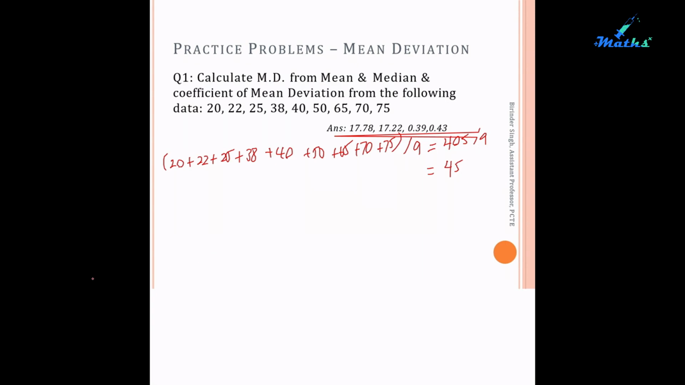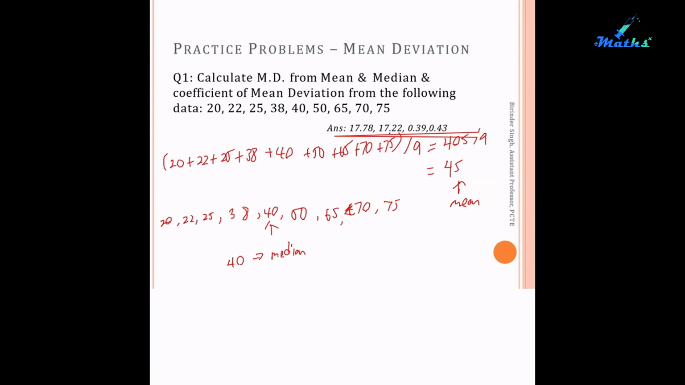So the answer is 45. And for the median, we need to arrange the data from the smallest to the biggest. So it's 20, 22, 25, 38, 40, 50, 65, 70, and 75. And how many data do we have? 1, 2, 3, 4, 5, 6, 7, 8, 9. And so the middle is the number 5, right? So it's 40. So 40 is our median, and 45 is our mean.